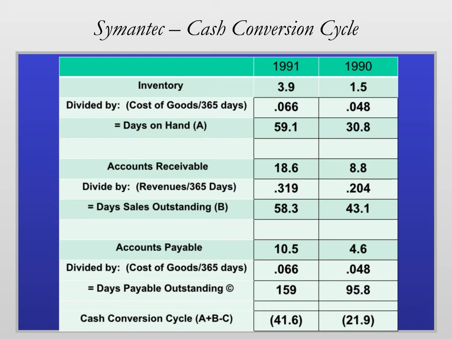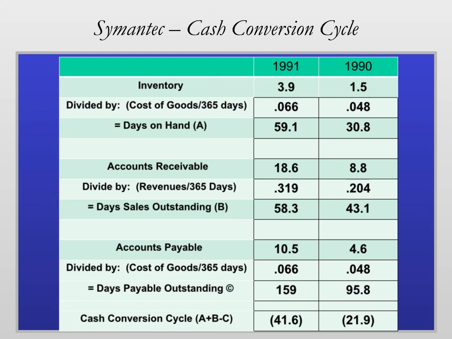And we offset that increase. Remember, the longer the inventory is sitting on the shelf or the longer it's taking customers to pay their bills, the longer the company doesn't have that cash. They offset that by taking longer to pay their accounts payable. And in this case, Symantec, at least as of the end of the year '91 and '90, increased from 96 days payable outstanding to 159. Now, when you add the first two and subtract the third, you'll see the cash conversion cycle went from negative 21.9 days to negative 41.6 days in 1991.